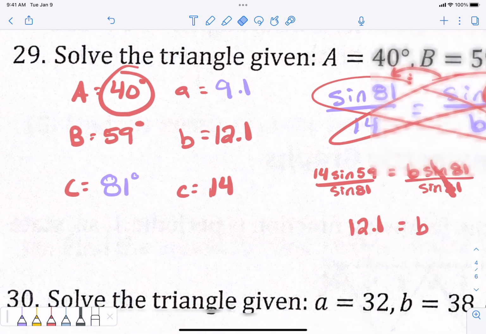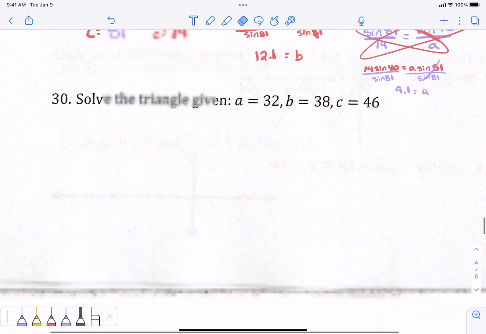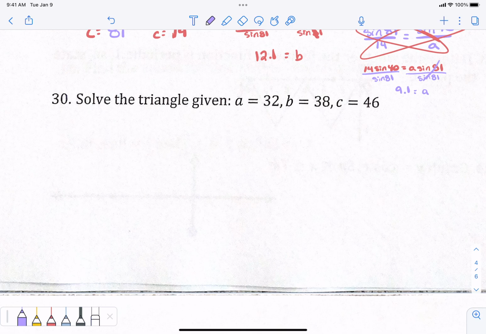30 is going to be a little harder because it's law of cosines. Here we go. And it's the hard law of cosines. It's not the easy one. A, B, C, and little a, little b, little c. Okay, now give me that big equation because I don't remember it. 32, 38, 46.